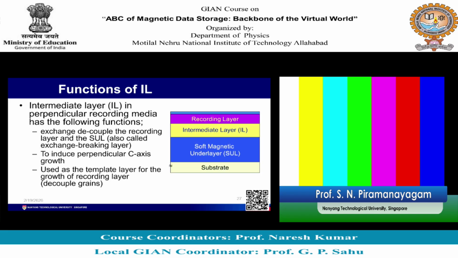For that purpose, we need an intermediate layer. I told you before already that we use the intermediate layers to achieve the perpendicular C axis orientation. In longitudinal recording, we use chromium to have in-plane magnetization. In perpendicular recording, we use ruthenium to get the C axis in the perpendicular direction.